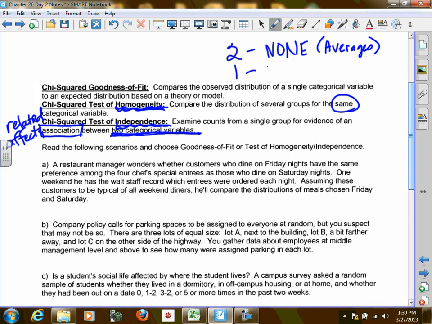There is going to be one chi-squared goodness of fit, and the rest of them are going to be the chi-squared homogeneity or independence. So I want to take a few minutes, come around and stamp you, and while you do that.